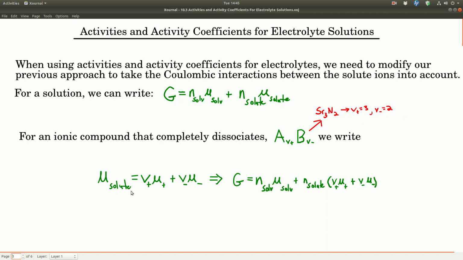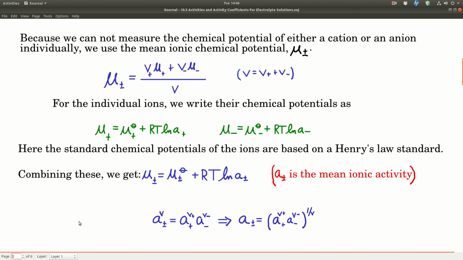So with that, we can now write the chemical potential of the solute as the number of cations in the formula times the chemical potential of the cation plus the number of anions in the formula times the chemical potential of the anion. And when we substitute it into our Gibbs energy formula, we get this right here. Now, the thing is, we can't measure the chemical potential of a cation or an anion by itself, because it's impossible to get a solution where there's only cations or only anions. It's going to be electrically neutral.